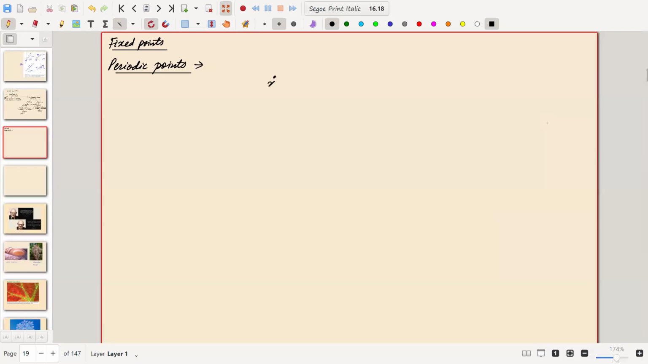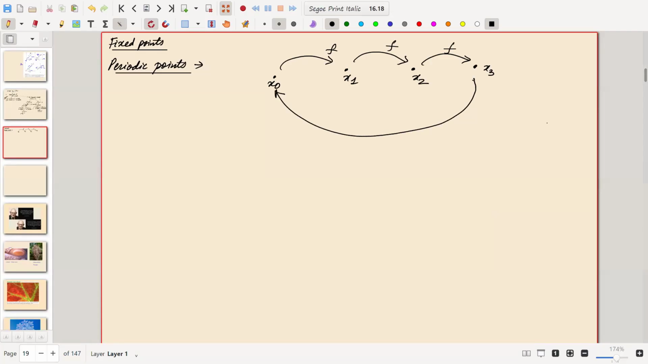You take a point x naught, iterate the map f, you go to x1, iterate the map f again, you go to x2, iterate the map f again, you go to x3. But when you iterate this point again, you come back to x naught. If such a phenomenon happens, then it is a periodic orbit. Because you started from this, it went to x1, x2, x3, and again to x naught, so it will keep on repeating. Therefore it is known as periodic.